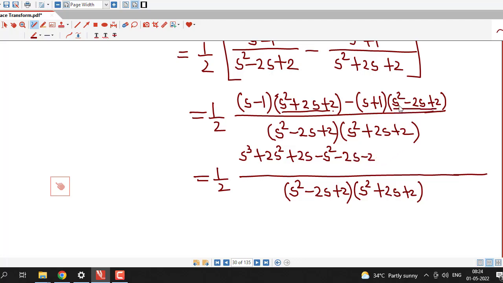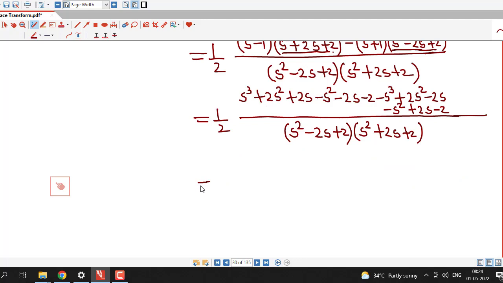Now first we multiply this by s, but we have negative sign, so we have to be careful. We will obtain s cube, but we have negative sign, so we will write minus s cube. Here we will have minus 2s square, and due to negative sign it will be plus 2s square. Then we have 2s, but due to negative sign it will be minus 2s, and again this is multiplied by minus 1, so we have minus s square plus 2s minus 2.